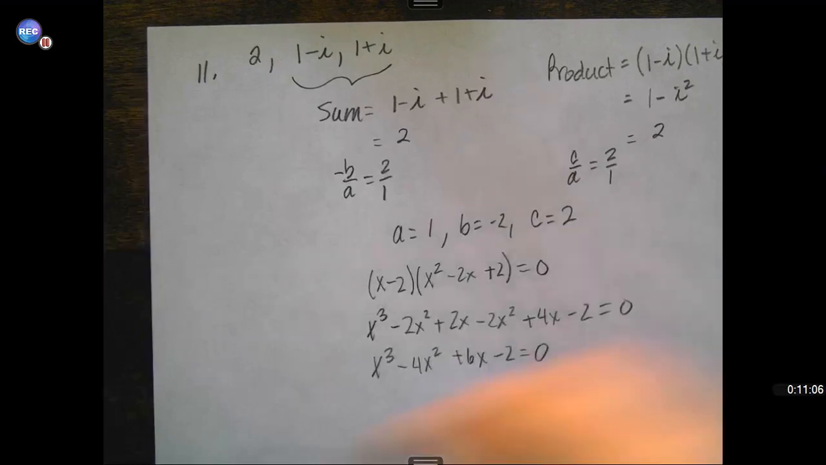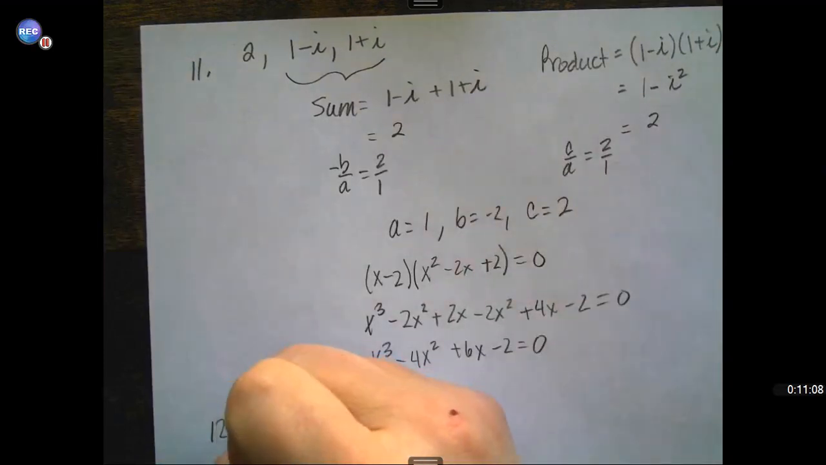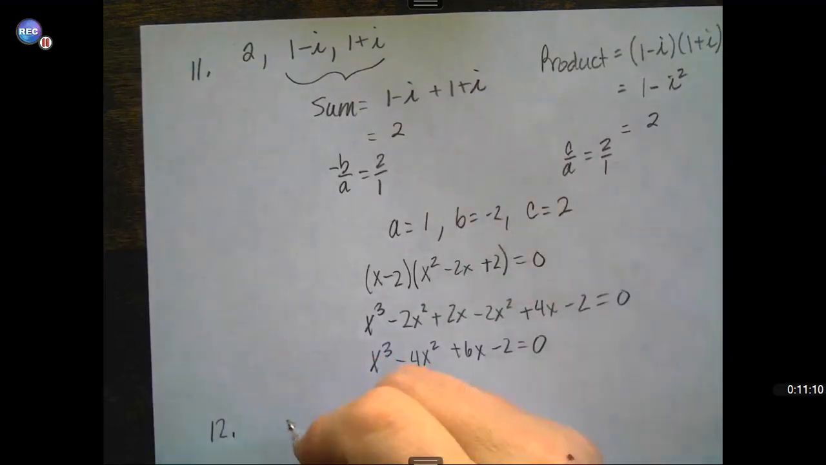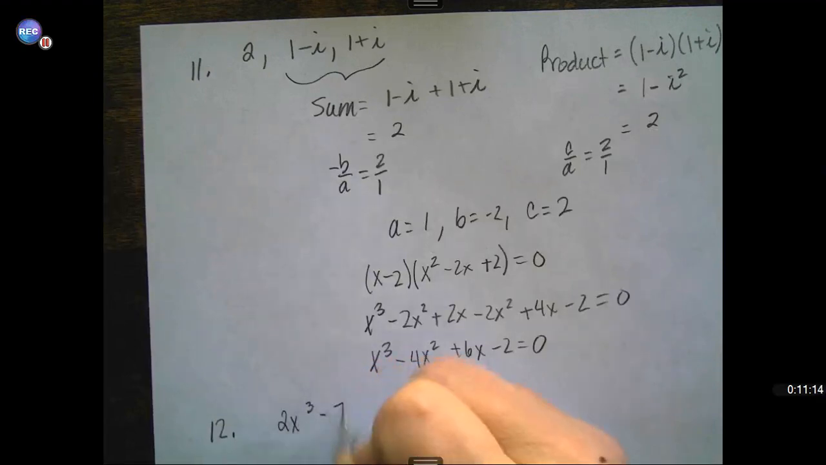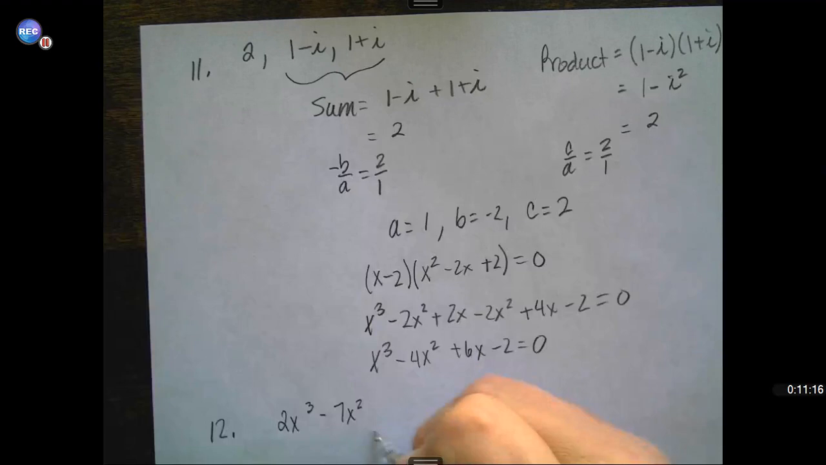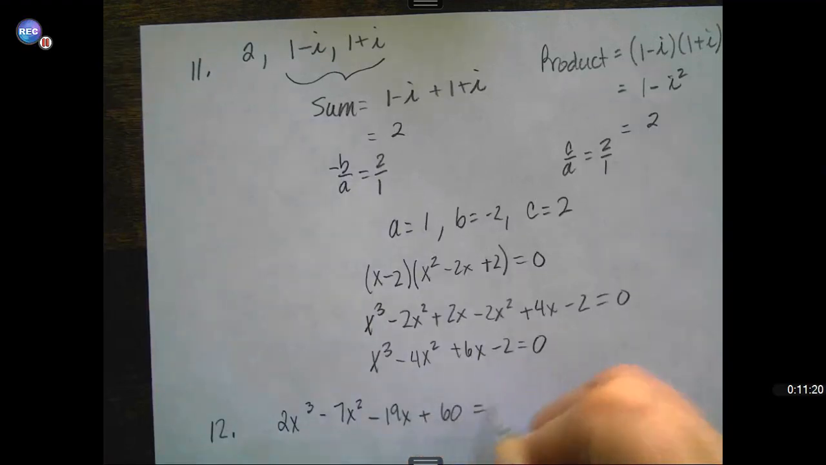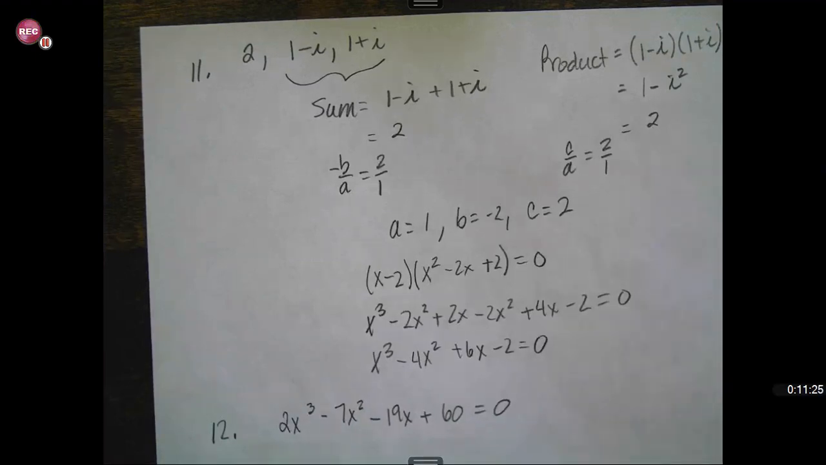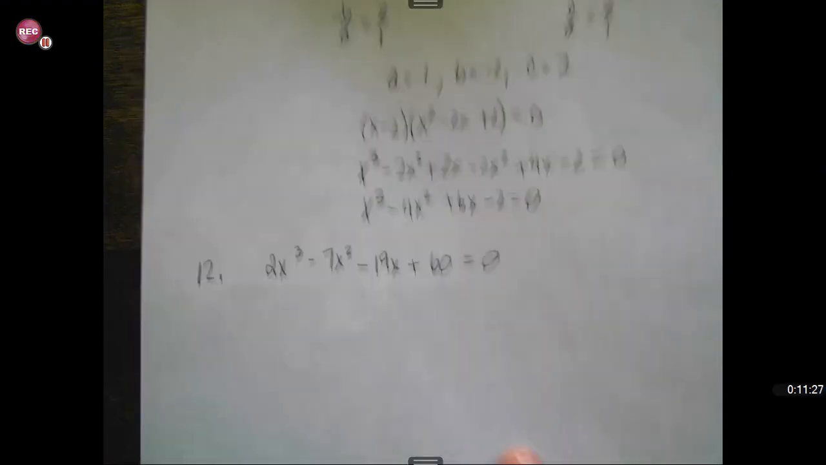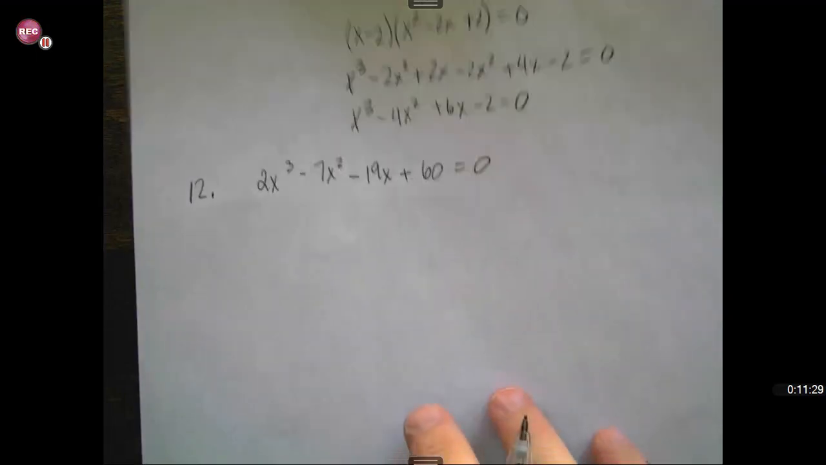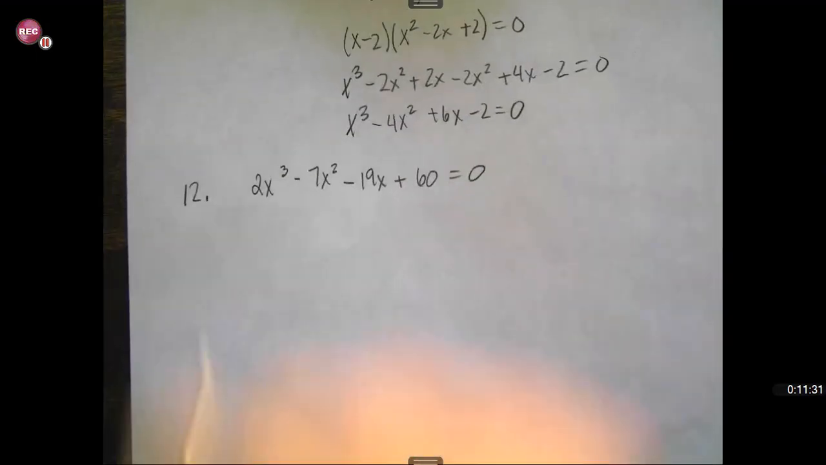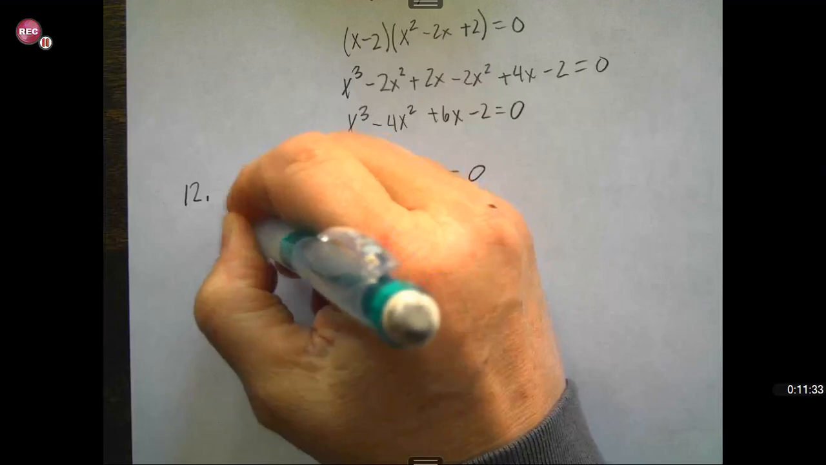And the last one on the non-calculator portion is to solve 2x cubed minus 7x squared minus 19x plus 60. And factor by grouping is not going to work. It is not of the quadratic form. And so what we need to do is use the rational roots theorem.